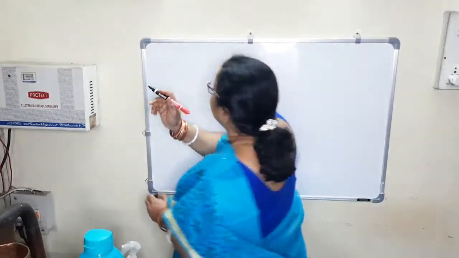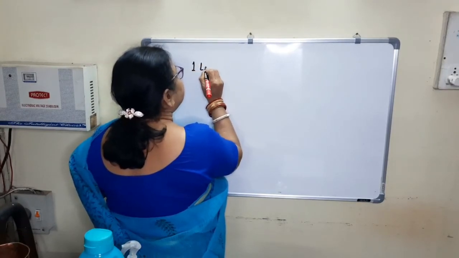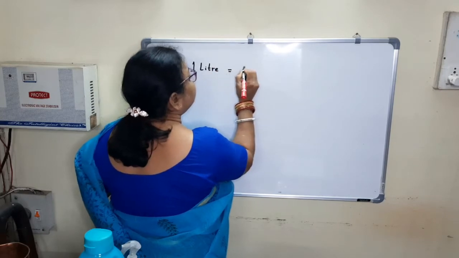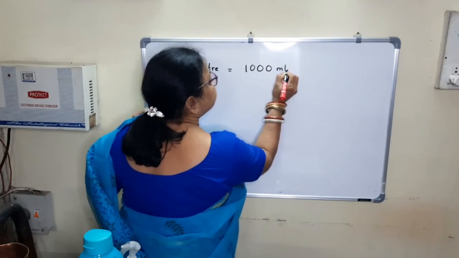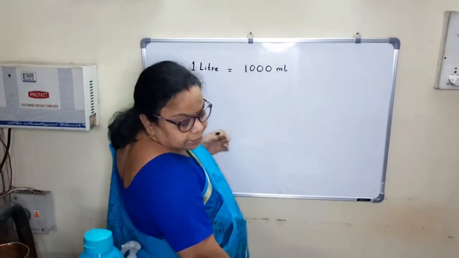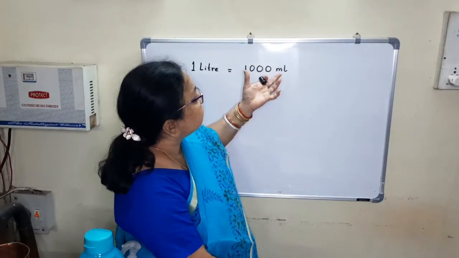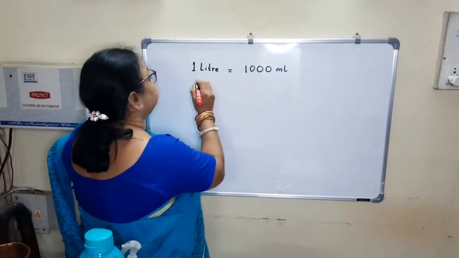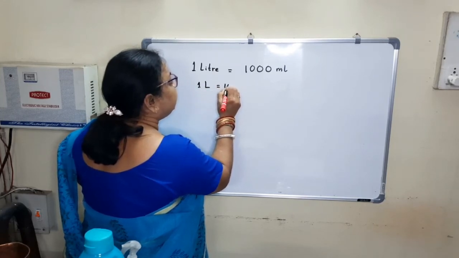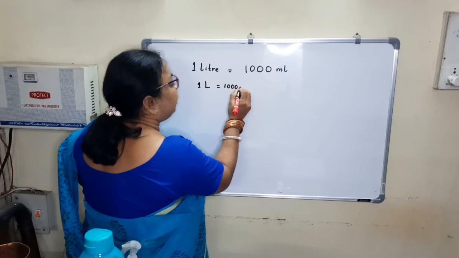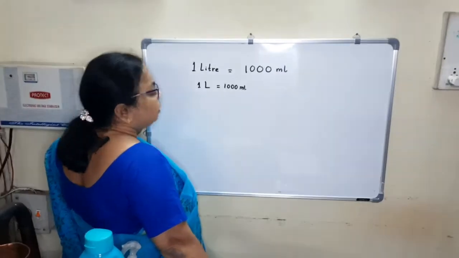Children, you know 1 liter is equal to 1000 what? Milliliter. 1000 milliliter. The symbol is small ml, and here you see 1 liter is equal to 1000 milliliter. Now, how do we express it?